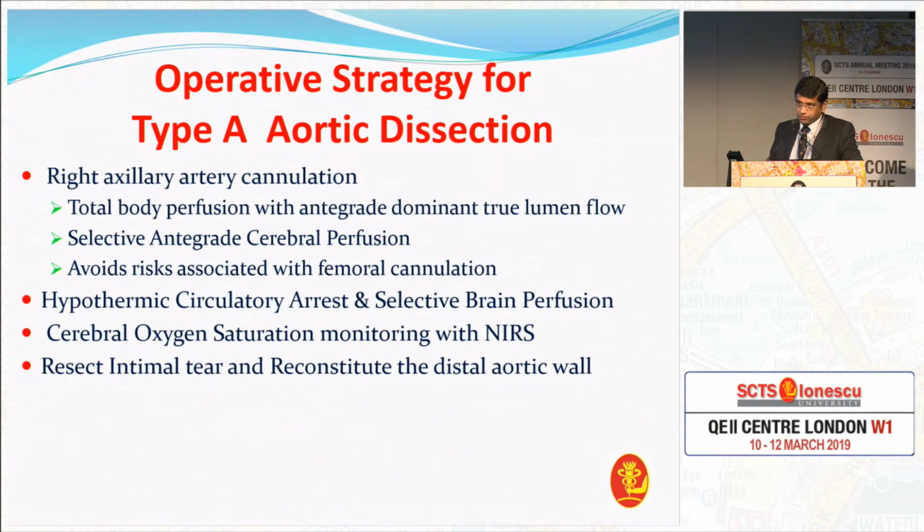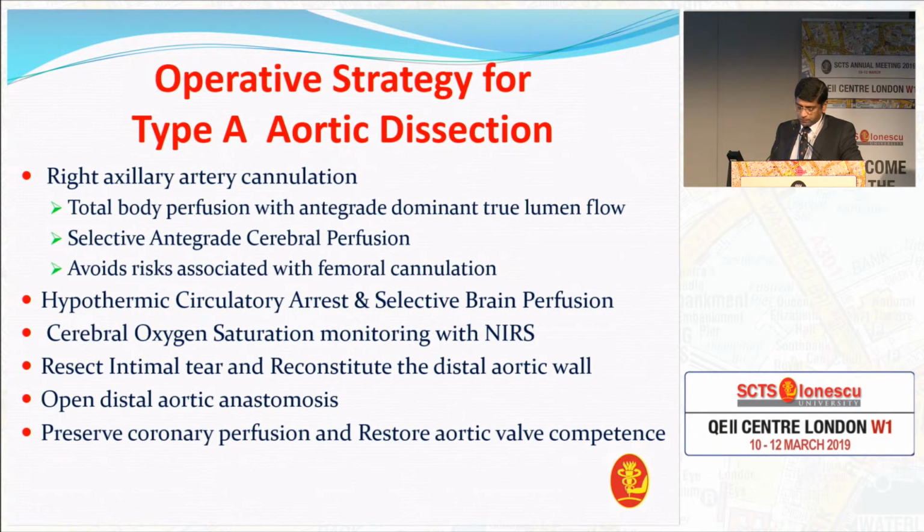I would aim to resect the intimal tear and reconstitute the distal aortic wall, and of course perform an open distal aortic anastomosis. Those within the arch, particularly within the vicinity of the inferior border, you can resect in this process. You can preserve the coronary perfusion and restore the aortic valve competence in the proximal element of the operation, and of course one has to replace it if that needs to be done, and replace the root if that needs to be done as well.